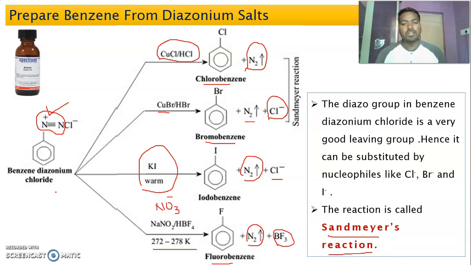Dear students, just look here. We are just changing the reagents, and if you change the reagents, you are going to get a different product. If you add cuprous chloride and HCl, you get chlorobenzene. If you add cuprous bromide, you get bromobenzene. If you add potassium iodide, you get iodobenzene. And if you add sodium nitrite over hydrogen borofluoride at 278 Kelvin, you get fluorobenzene. This is also called the Sandmeyer reaction. He synthesized these reactions in the laboratory for the first time, that's why this is named the Sandmeyer reaction.